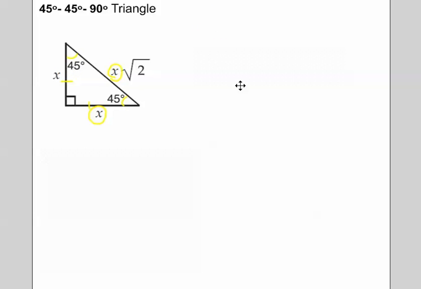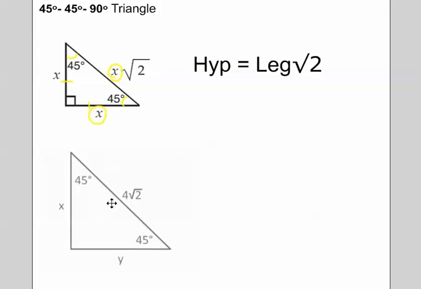Okay, I'm also going to show it to you in words. The hypotenuse equals the leg times the square root of 2. So if you can just remember that relationship or know how to interpret that on your end of course reference sheet, then you are going to have an easy peasy way to solve these kinds of triangles without doing any heavy lifting. Let's take a look at an example where this might pop up where you have the hypotenuse given.